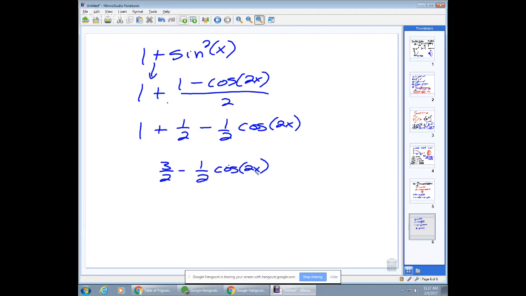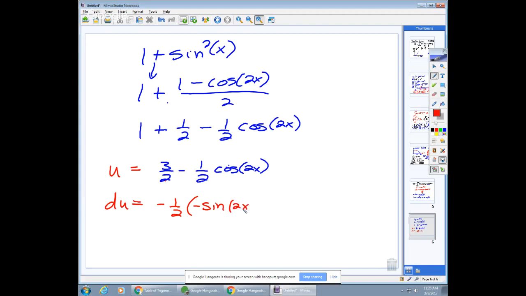So this is really nice because now I've gotten rid of the square. So maybe this would make a good u. Let's try it. So if we let that be u, you're also going to get way better at trig this quarter. So if we say that's u, then du, well, that goes away, is going to be negative 1/2 times the, let's see, the derivative of the cosine is what? Negative sine of 2x times the derivative of 2x, which is 2. Ooh, that's beautiful. That's just the sine of 2x.